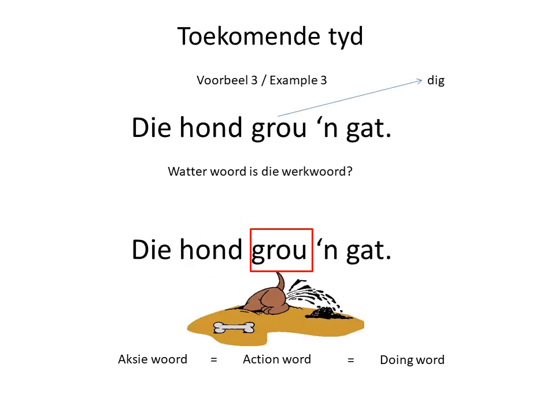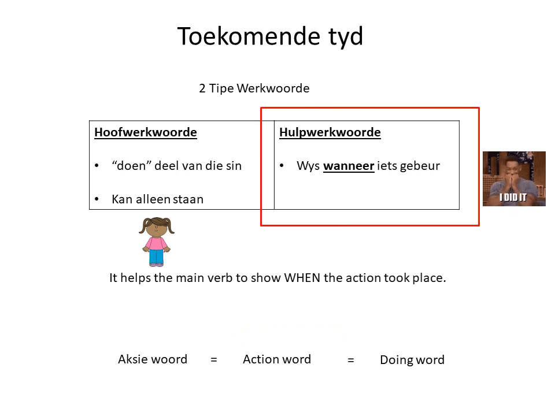Another example, die hond grou 'n gat. The dog digs a hole. Which word is the verb? Watter woord is die werkwoord? And of course it is grou, which means to dig. Look at that dog digging.